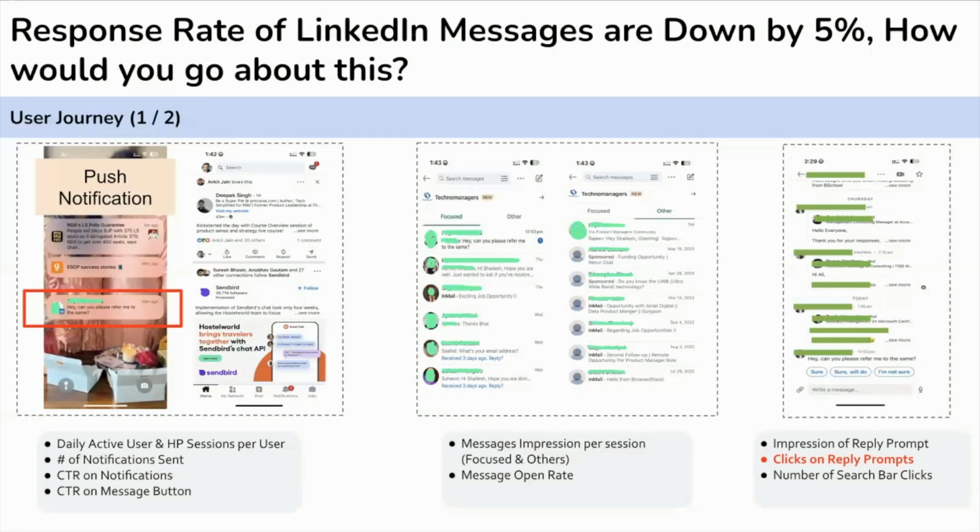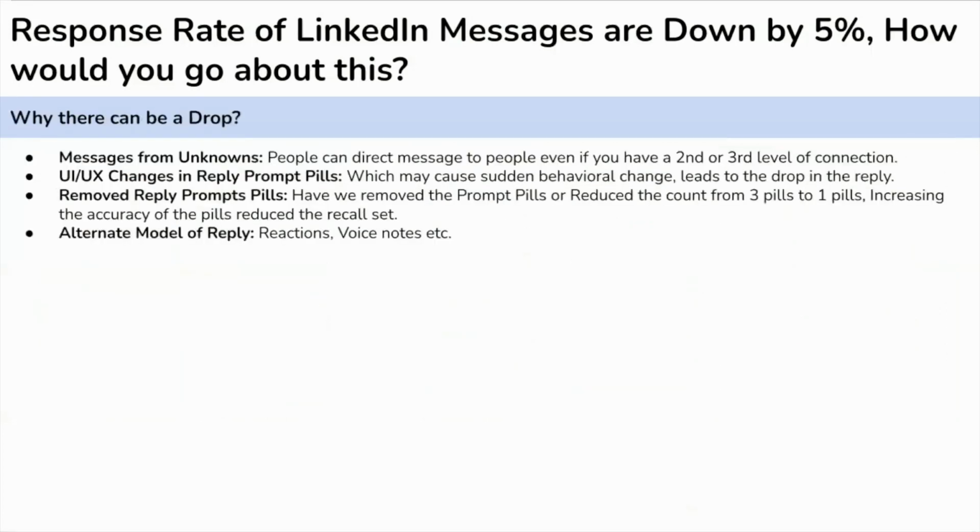Let's see what are the potential hypotheses about this. The first hypothesis is that people are genuinely not replying, because it may happen that we have relaxed the criteria of sending messages a bit. Earlier, you could send a direct message to your connection, but now you can also send a direct message to your second or third level of connection without even connecting. But this seems unlikely to be the case because in that case, your textual reply will also get reduced, right? It will not have a direct impact on the prompt reply only, right? So it seems unlikely to be the case.